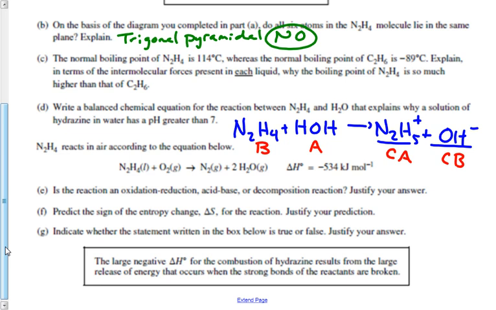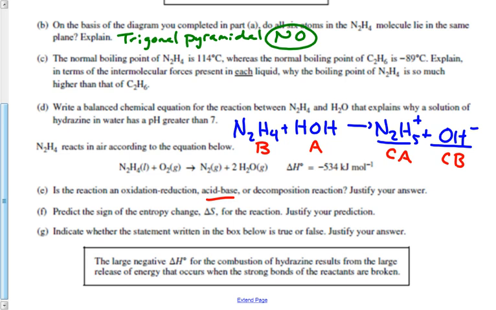Okay, so let's talk about a couple of these. A decomposition truly is one thing breaking up into many. I see more than one thing on the left. So for me, decomp is not the thought. So, what does an acid base have to do? We just talked about it. It has to gain or lose an H, right?